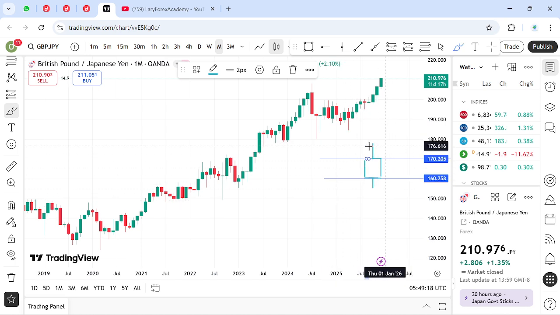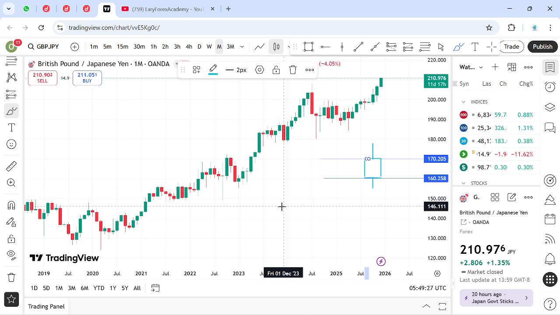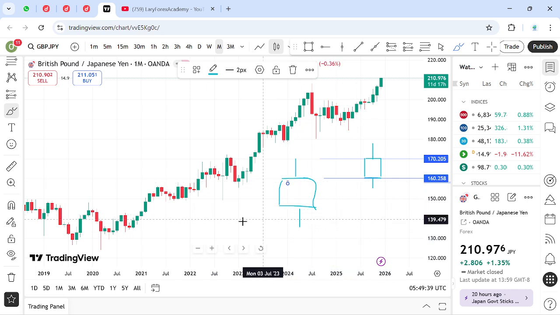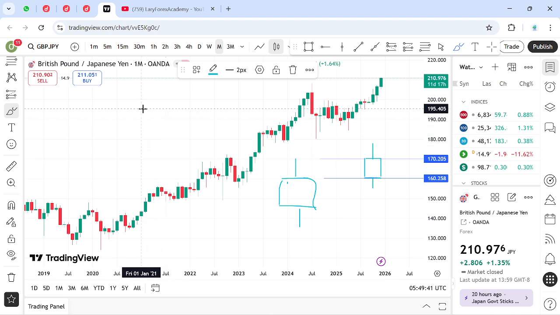Now this basically is considered a bullish candlestick. Why? Because a bullish candlestick opens from the bottom and closes at the top, leaving wicks behind. That is basically a bullish candlestick. Now, a bearish candlestick is different: a bearish candlestick opens at the top and closes at the bottom, leaving wicks behind.